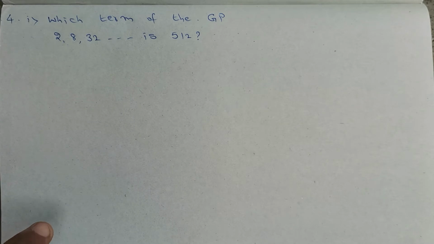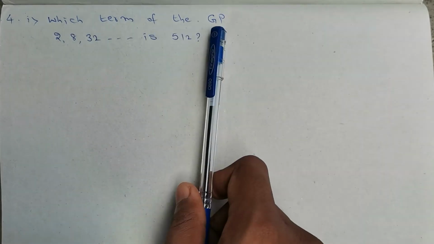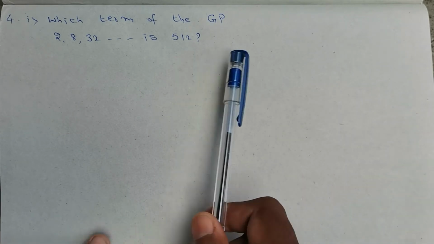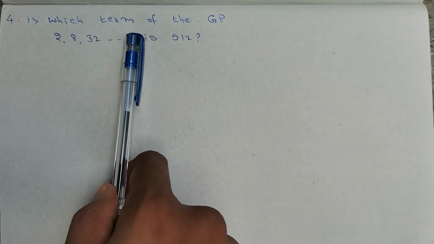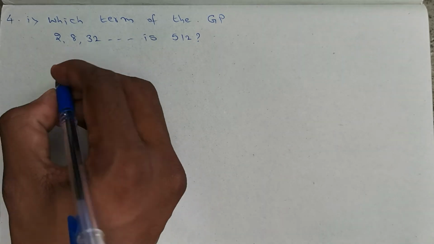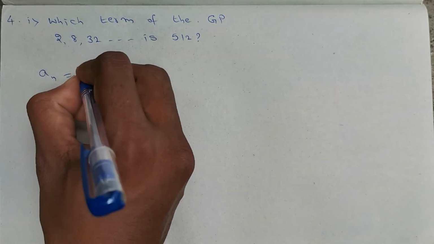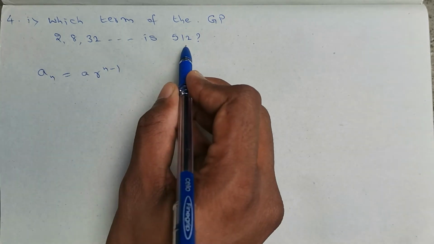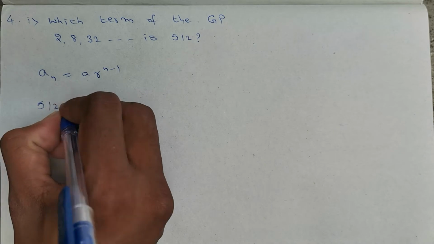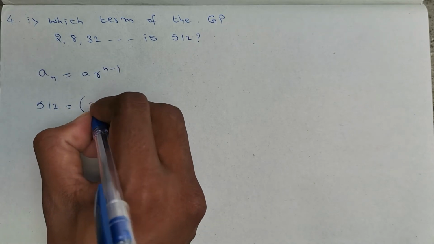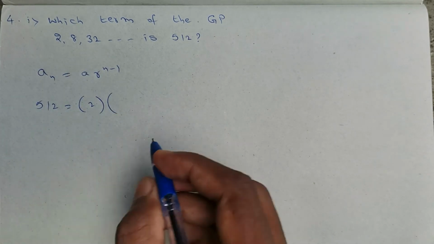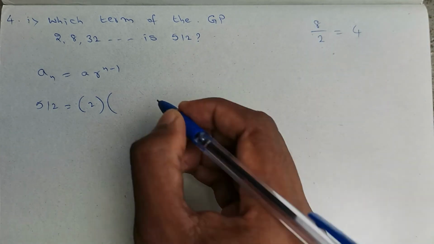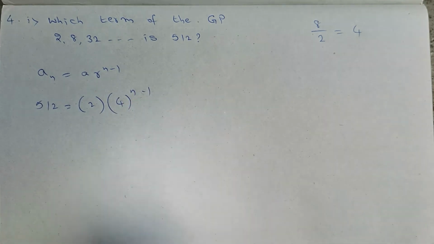Okay, the 4th bit is, which term of the GP 2, 8, 32 is 512? So whenever he is asking which term, we need to go with the nth term formula. So An is equal to A into R power n minus 1. Here An, that is given as 512, is equal to A, the first term, 2 into R, the common ratio. Here the second term is 8 divided by the first term 2, 8 by 2, is 4, power n minus 1.